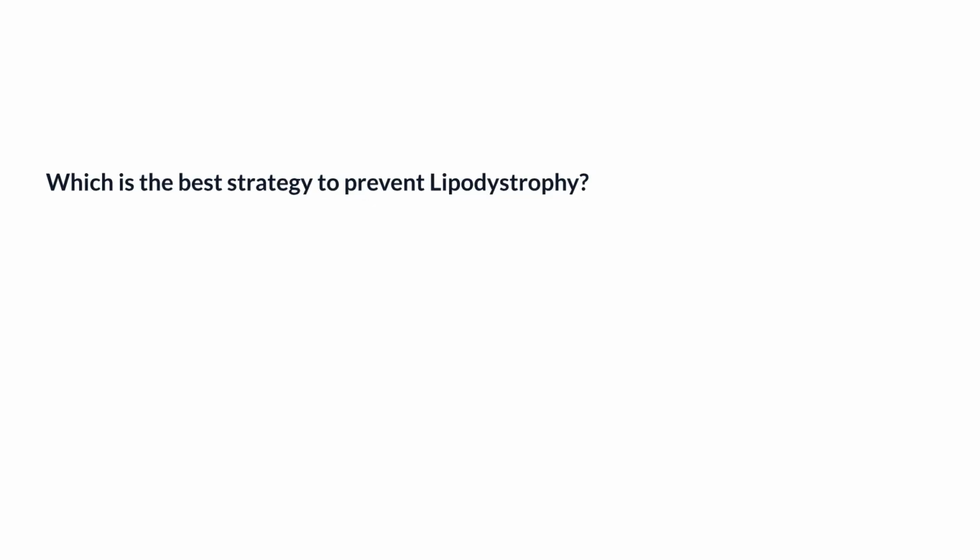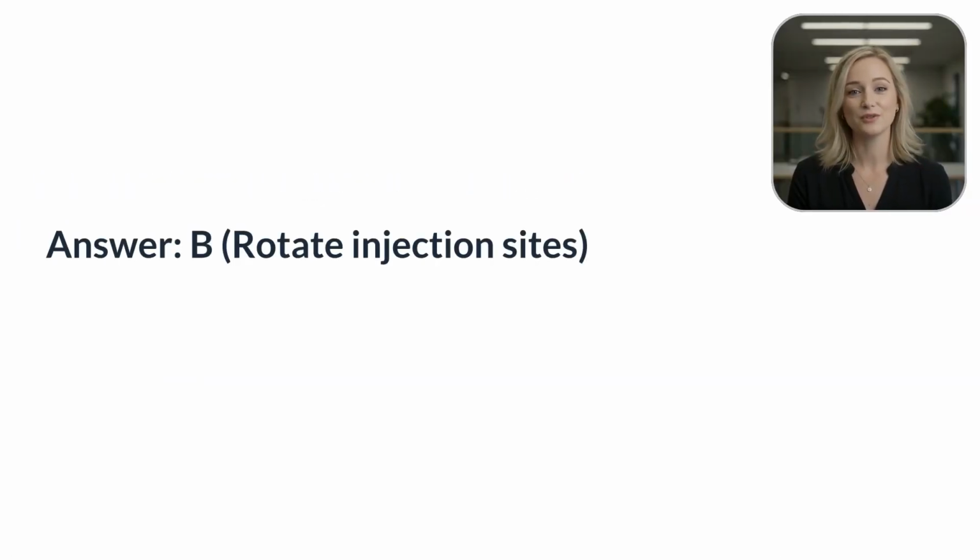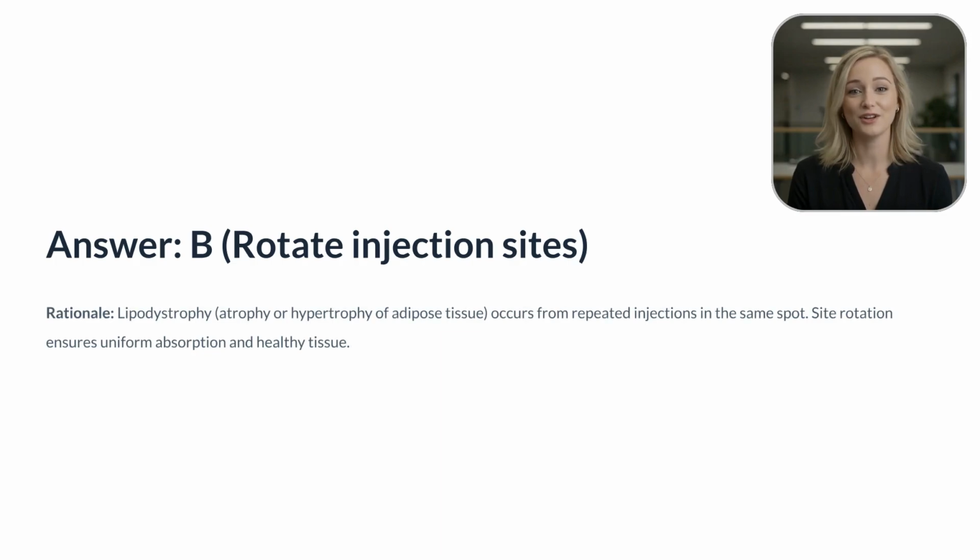What is the best strategy to prevent lipodystrophy? The answer is B, rotate injection sites. Lipodystrophy occurs from repeated injections in the same area. Site rotation is crucial for uniform absorption and maintaining healthy tissue.